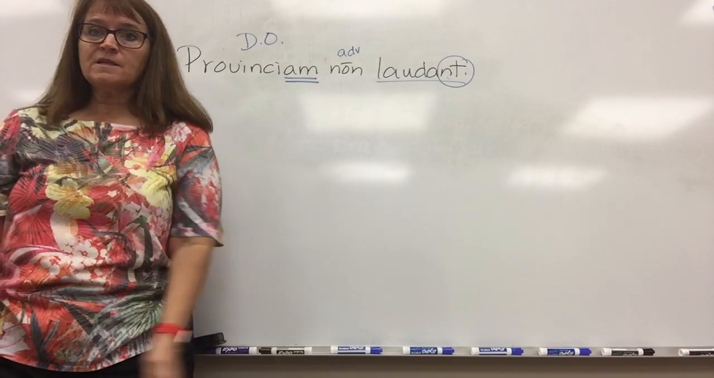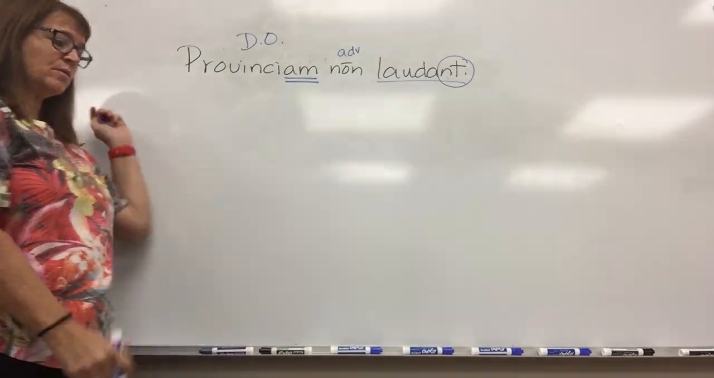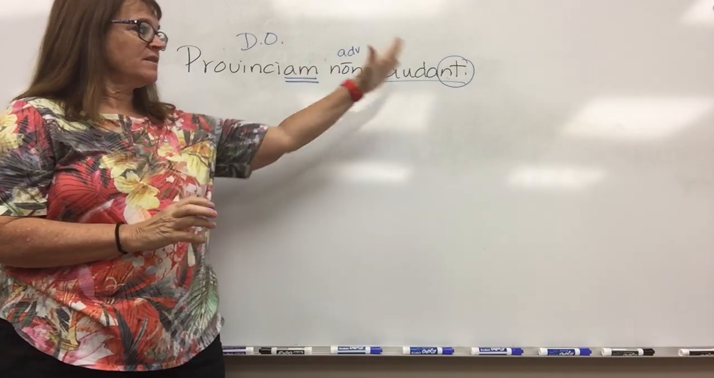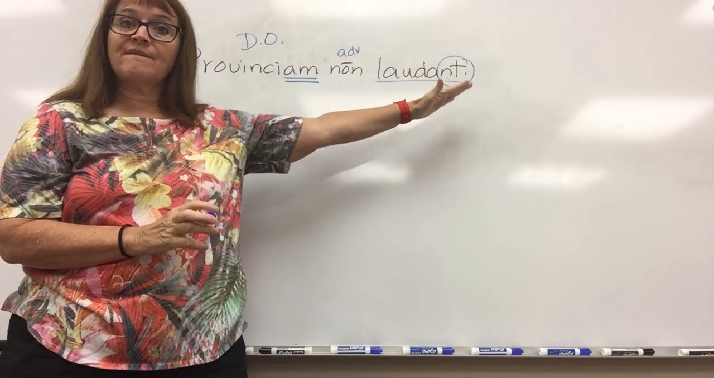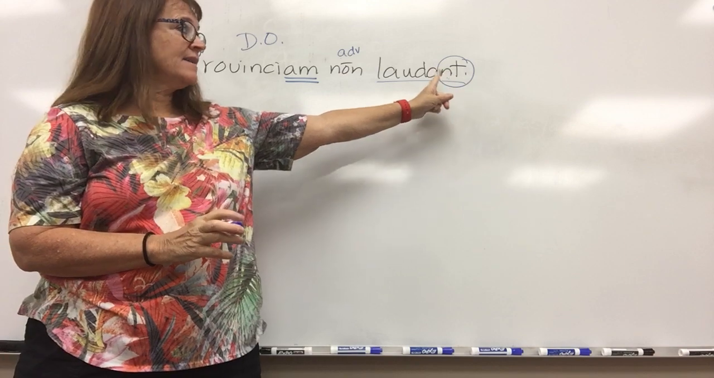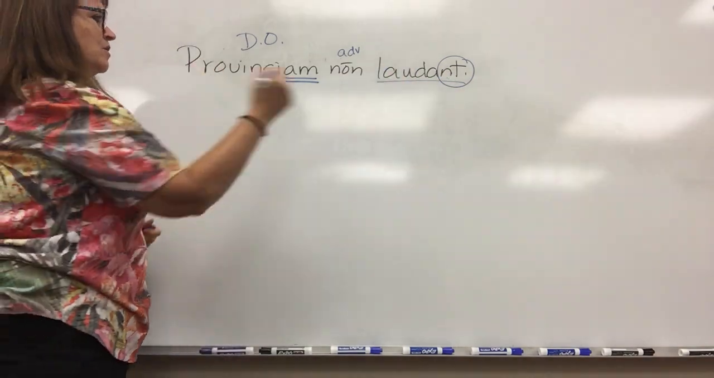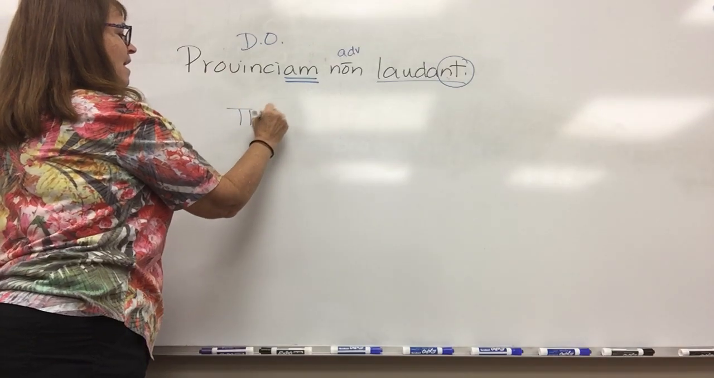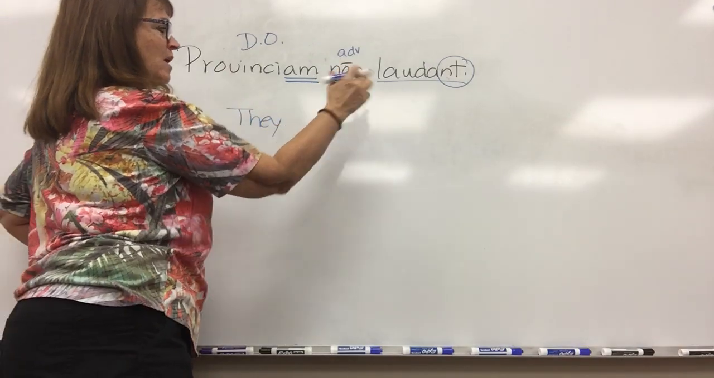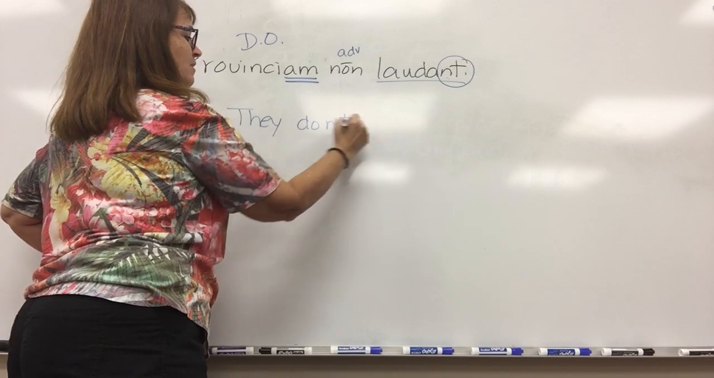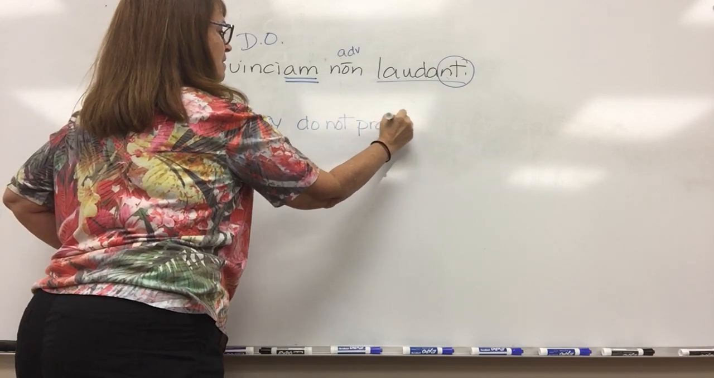Oh, where's my subject? There's no other word to be my subject, so what am I going to do? I am going to find the subject in my verb. Okay, so NT means they. So that's what I'm going to do, and I'm going to say, they. Now I have a noun, so I have to do it a little bit. They do not, okay, they do not praise.